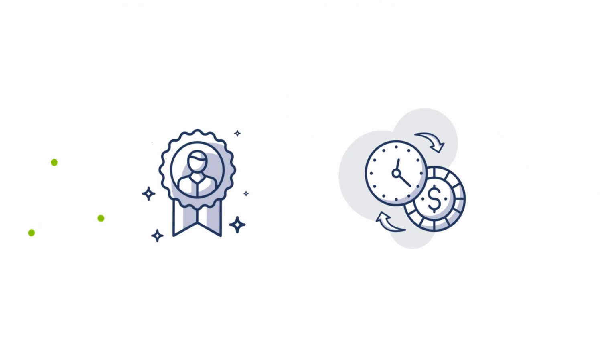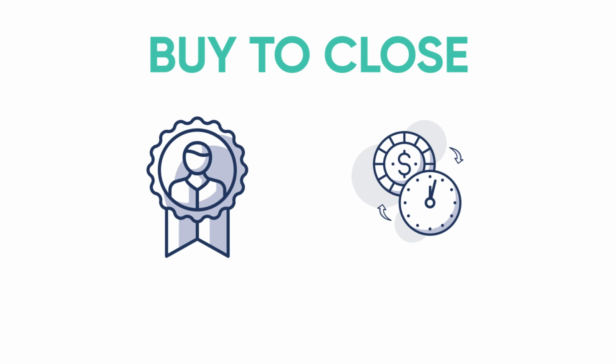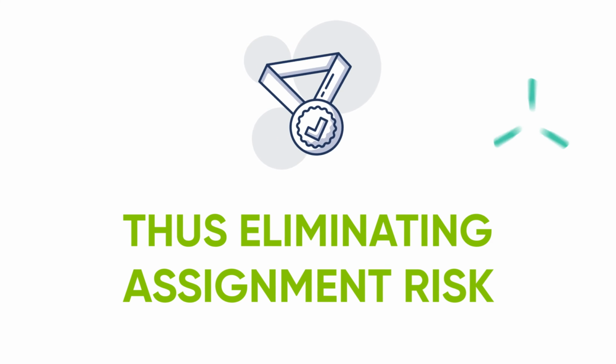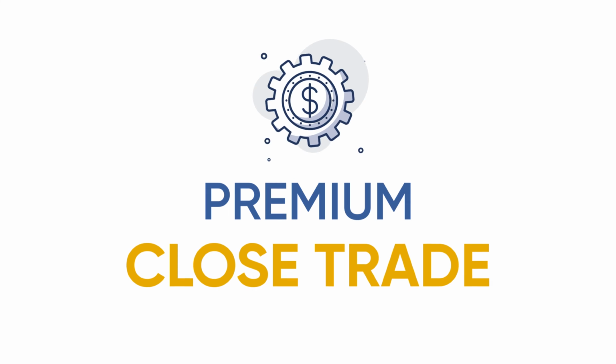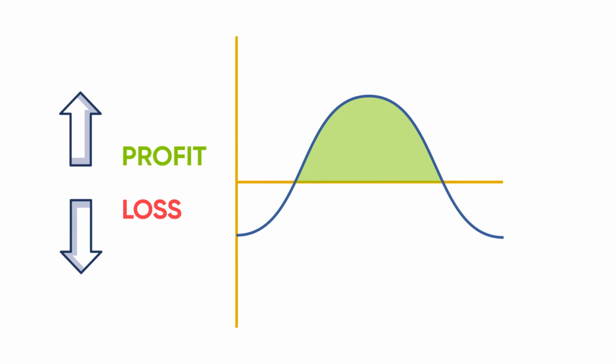However, many traders choose to buy to close both options prior to their expiration and exit the trade, thus eliminating assignment risk for the options. As long as you can close the trade for less than the credit you received when you opened, you will have a profitable trade. If you have to pay more than the credit received, you'll incur a loss on the trade.